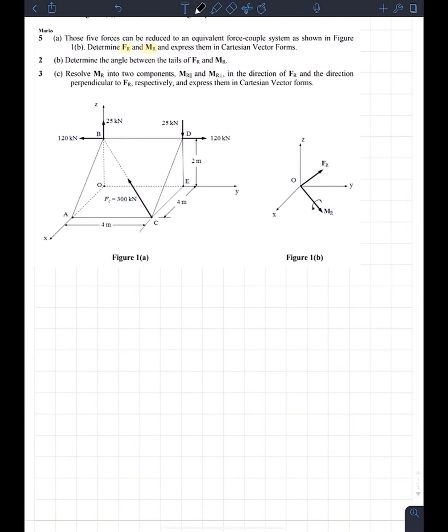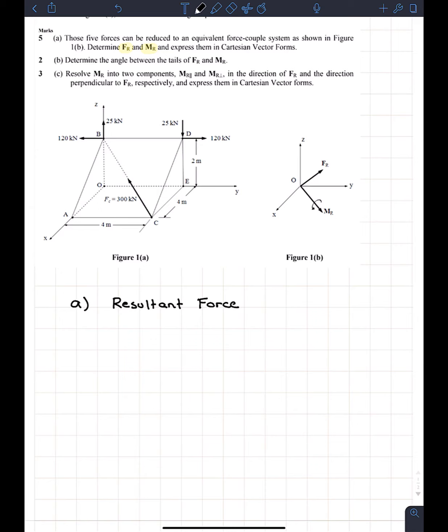So part A wants 2 things. It wants the resultant force and the resultant moment. Let's go resultant force first. There's a couple ways we can do it. We know that for 3D, typically the best way is to get all those forces in Cartesian vector notation, and then add them all together. So we'd have the resultant force is equal to F1 plus F2 plus F3 plus F4 plus F5. And that's quite a mouthful.